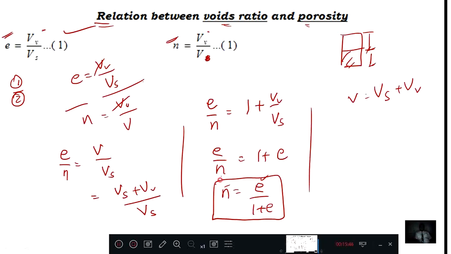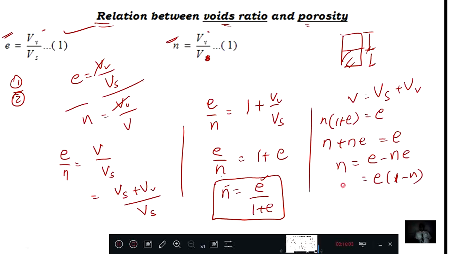Then what happens? Bring this here, n into 1 plus e equals e. Then take n inside, n plus ne equals e. Take ne this side, e minus ne equals n. Then take e common, e into 1 minus n equals n. Then e equals n divided by 1 minus n. See, again I got one more expression: if I know the n value, I can get the e value, and if I know the e value, I can get the n value. Both. Whichever you want, you can consider.